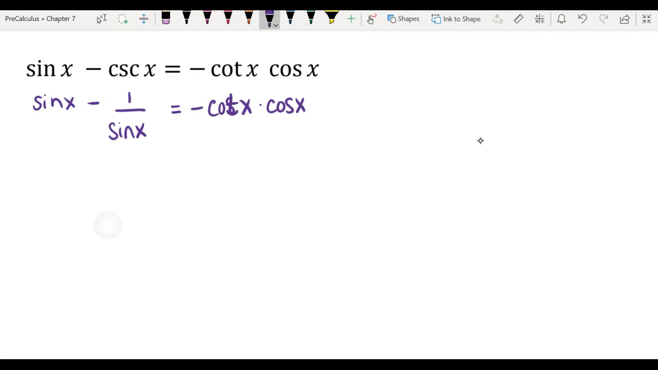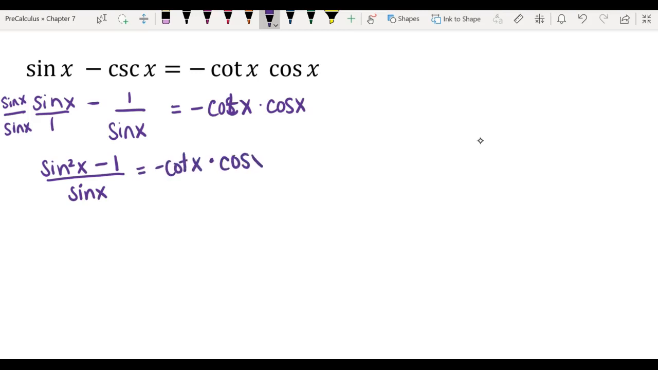So for common denominators here, I'm going to multiply this first one by sine of x over sine of x. Since the bottom of this first one is 1, if I multiply this and this by 1, it doesn't change anything. And so then what you have is sine squared of x minus 1 over plain old sine of x. Because remember, when you find those common denominators, the bottom stays the same. It's just the top that gets changed and combined. We want this to equal negative cotangent of x times cosine of x. Okay.